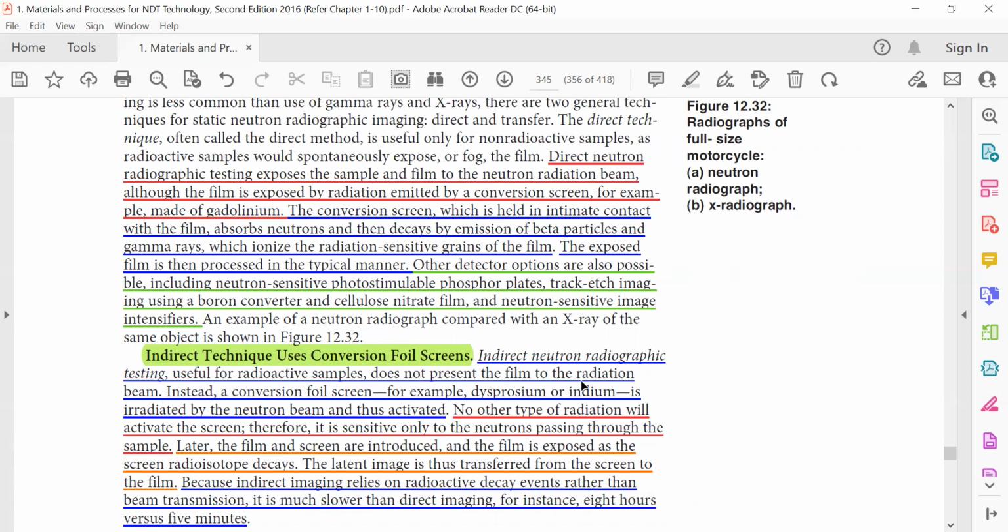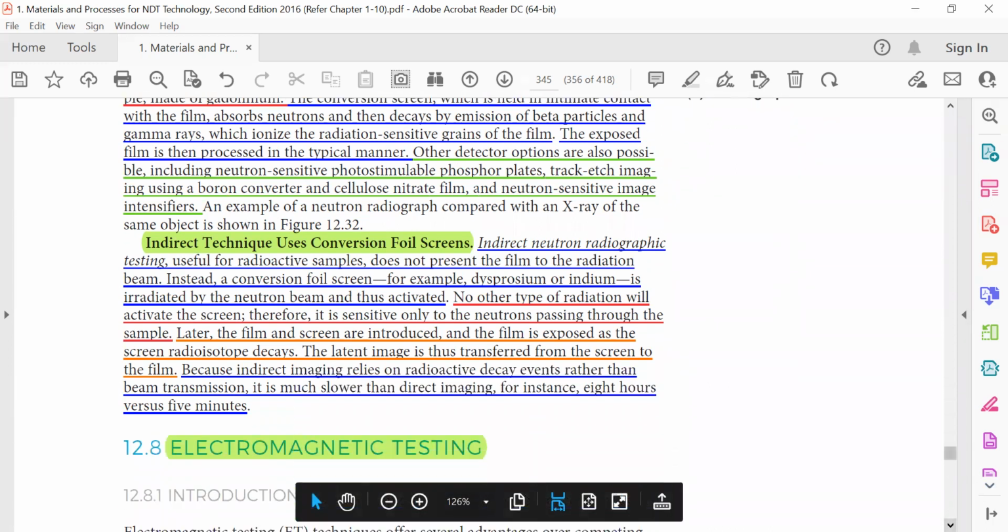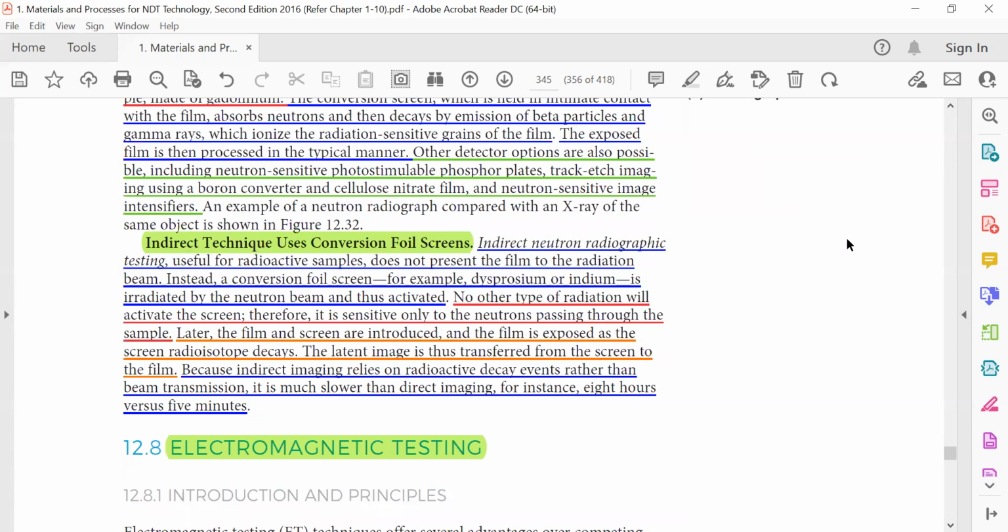Indirect technique uses conversion foil screens. Indirect neutron radiographic testing is useful for radioactive samples. It doesn't expose the film to the radiation beam. Instead, a conversion foil screen, for example dysprosium or indium, is irradiated by the neutron beam and thus activated. No other type of radiation will activate the screen. Therefore, it is sensitive only to the neutrons passing through the sample.